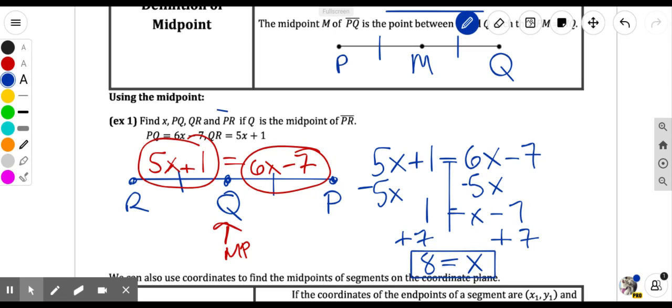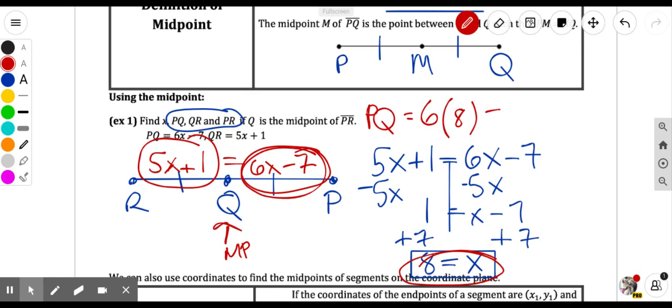But notice it also asked us to find the lengths of the segments. It wants us to find the measure of PQ, the measure of QR, and the measure of PR. Let's see, I'll do that up here. To do that, we're going to take the 8 that we just found and plug it in. So plug it in here for PQ. See how PQ is 6x minus 7? Instead of putting x, we're going to put 8, because we just found x was 8, and then minus 7.